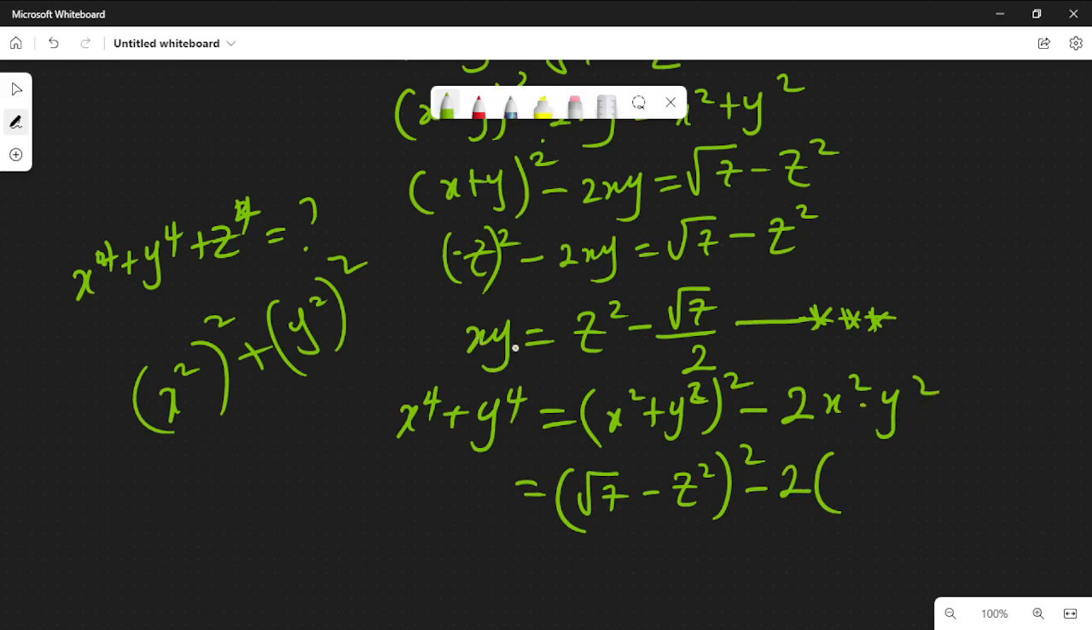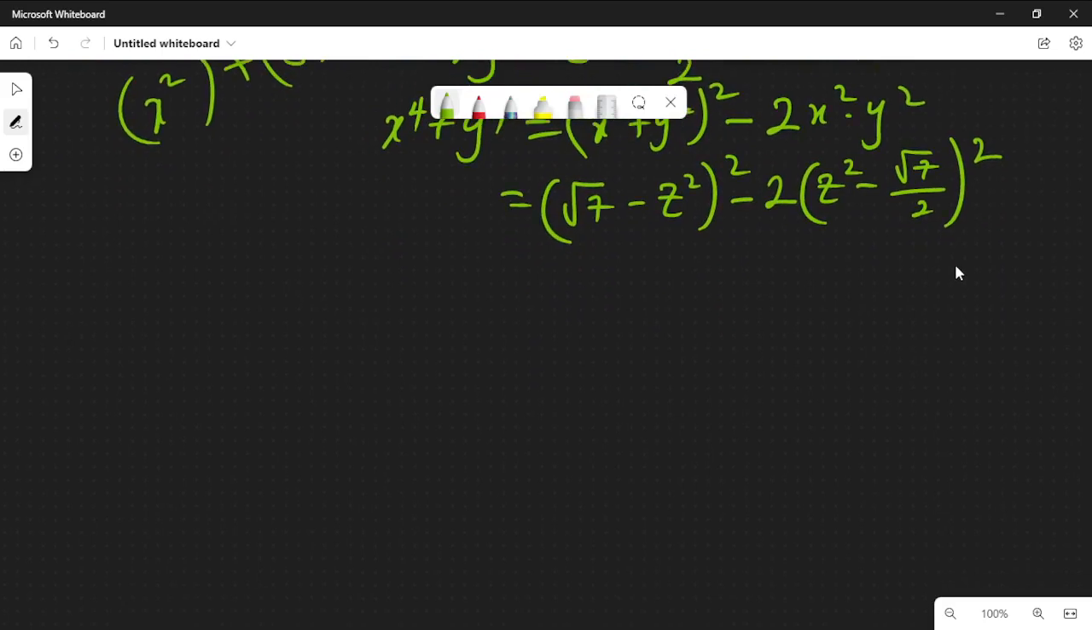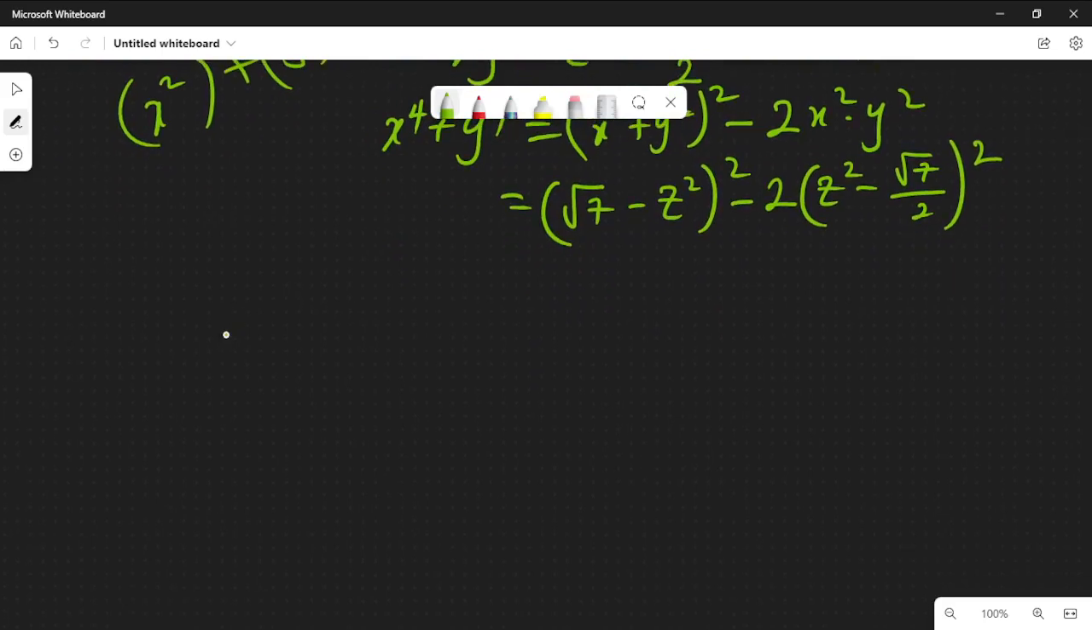And you agree with me that xy, that is equation star, is going to become (z squared minus the square root of 7) all over 2, all squared. So do you get that now? If this is the case, let's adjust the board up so I can have enough space.